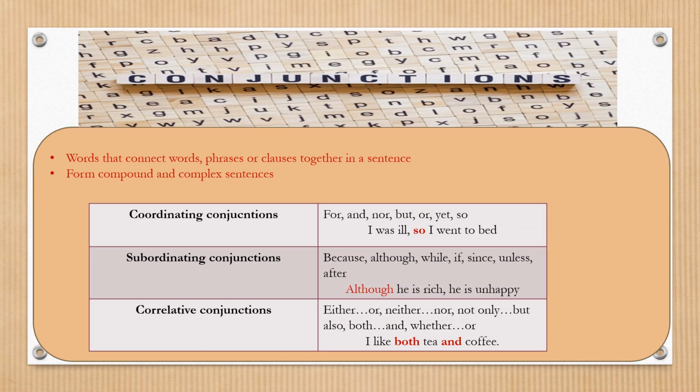Let's talk about conjunctions. The words that connect words, phrases, or clauses in a sentence. They help us build more complex and compound sentences. There are 3 main types of conjunctions. We have coordinating conjunctions like for, and, subordinating conjunctions such as because, although, correlative conjunctions come in pairs such as either or, both and. So, using conjunctions correctly makes your sentence smoother and more connected.